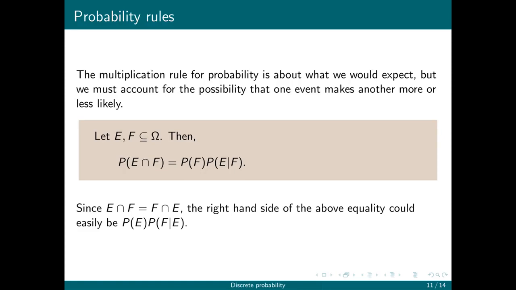The multiplication rule is pretty close to what we'd expect, but we have to account for the fact that if F occurs, then that might make E more or less likely. So we're going to let E and F be subsets of omega. Then the probability of E and F is equal to the probability that F occurs, multiplied by the probability of E given that F occurs. Remember, we have to pay attention to whether or not F affects the probability of E. Since E and F can be written as F and E, the right-hand side of that equality could have just as easily been P of E times P of F given E. It doesn't matter which we put as long as we multiply by the given event.